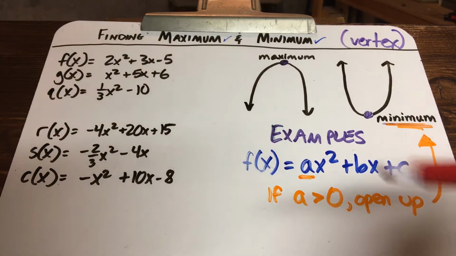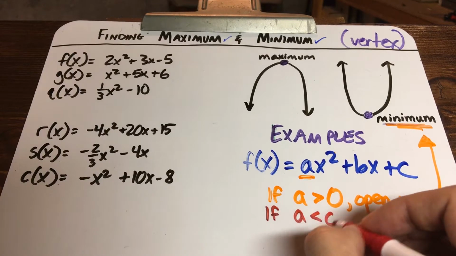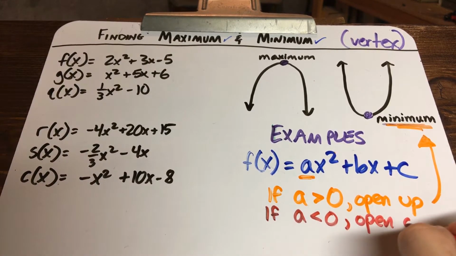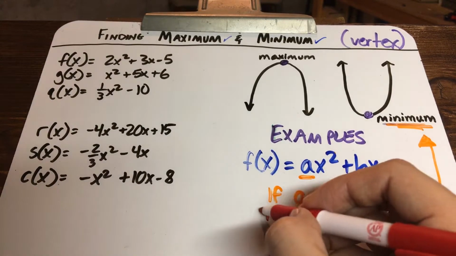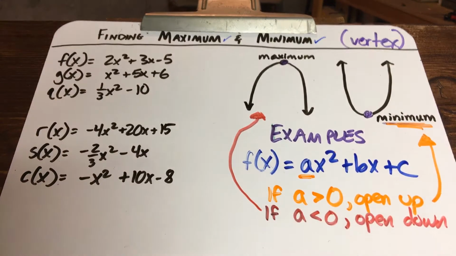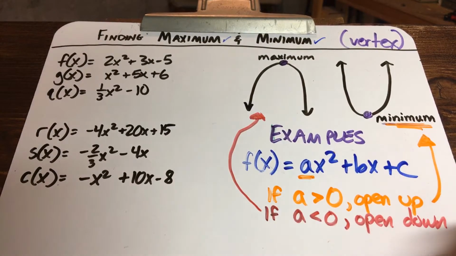However, if the letter A is less than 0, if it's negative, your parabola is going to open down, and in that case, it's going to have a maximum like that graph right there. So that's how you can tell. All you need to do is look at the coefficient on the x squared term.